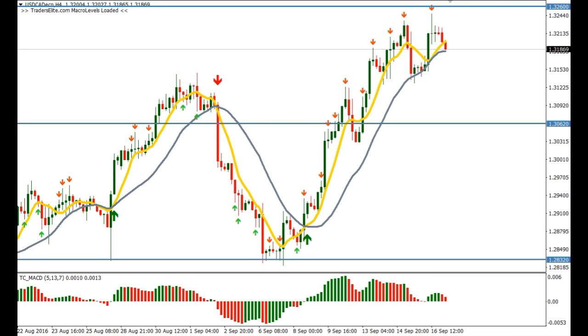we've gone long on the dollar CAD 2 or 3 times at least in the last 2 or 3 weeks, and it's done extremely well for us. So I personally wouldn't be going short on this right now, and rather looking for an opportunity to go long after this correction has faded out.